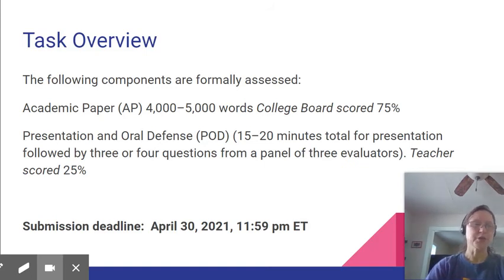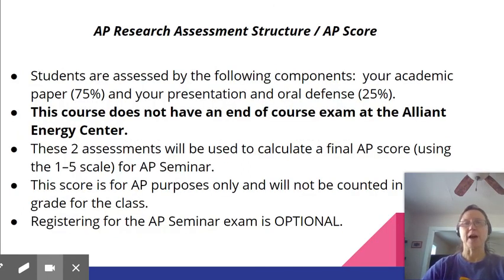What AP Research is, you're going to be doing one big research project, and the whole course is this one project where you are going to be doing original research. And you are going to have a presentation and oral defense at the end of the course. The paper is 75% of your AP score, and the presentation, the oral defense, is 25% of your AP score. And like the slide says, this course does not have an end of course exam at the Alliant Energy Center. And you obviously don't have to sign up for the AP test, although if you take the class, you do have to write the paper and you do have to do the original research.